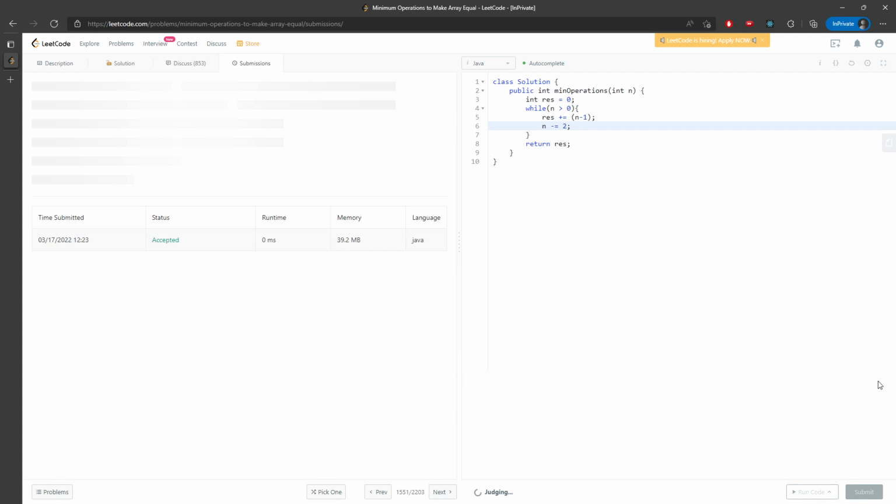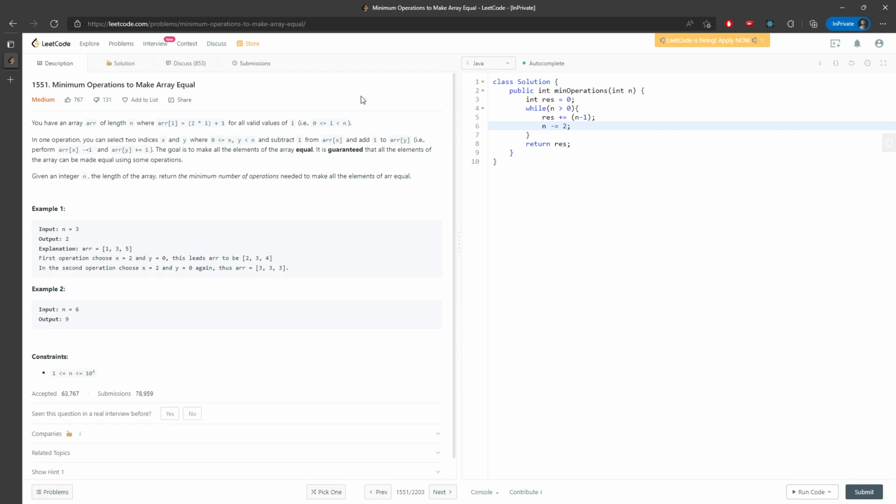And submit. Alright, let's talk about time and space. This is going to be time, this is going to be space. Space is constant, time is n over 2, which is O of n.